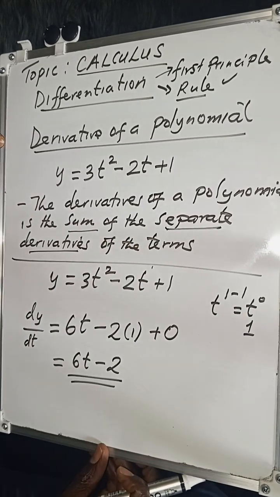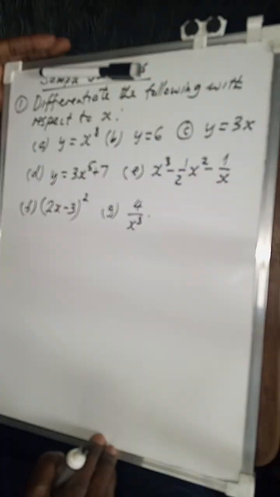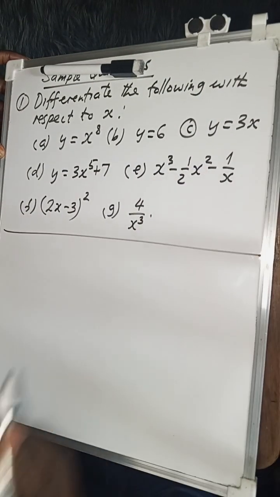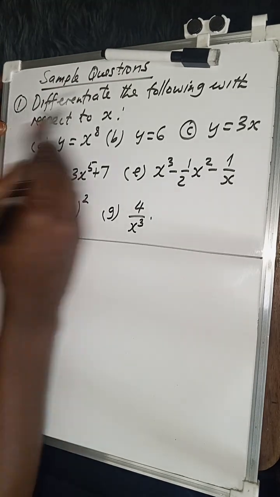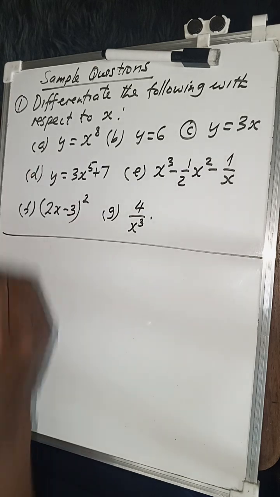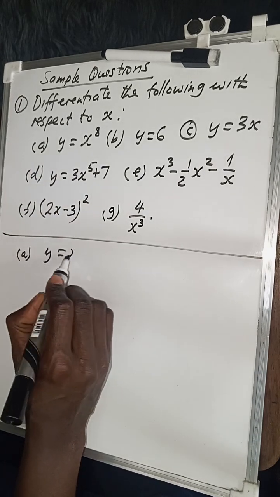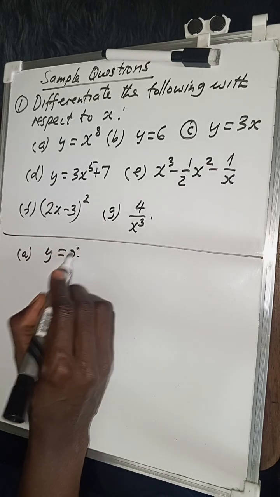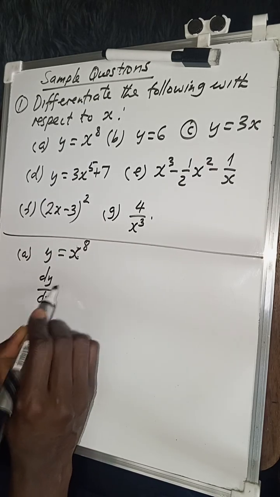Let's try to look at a few examples that I have there quickly, so that you are able to practice. It says differentiate the following with respect to x. So a, they have given us y is equal to x raised to the power 8. How do I find dy over dx for this one?